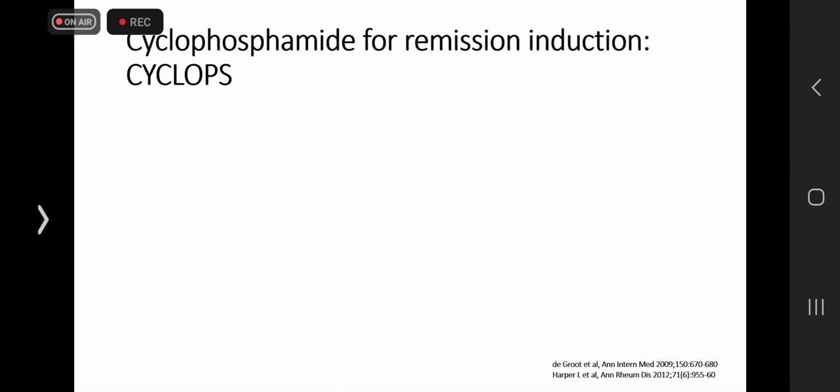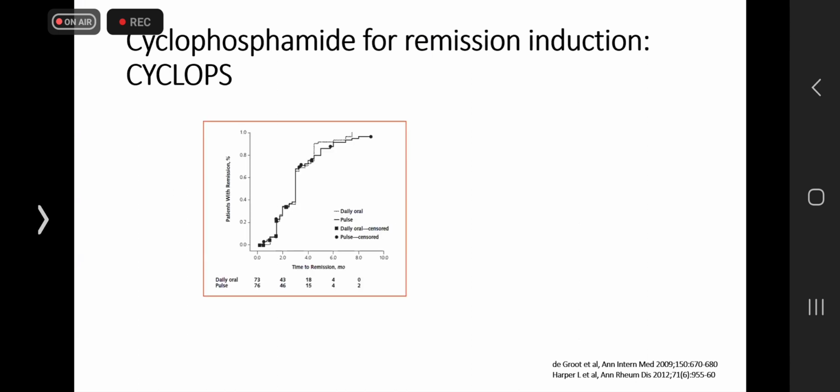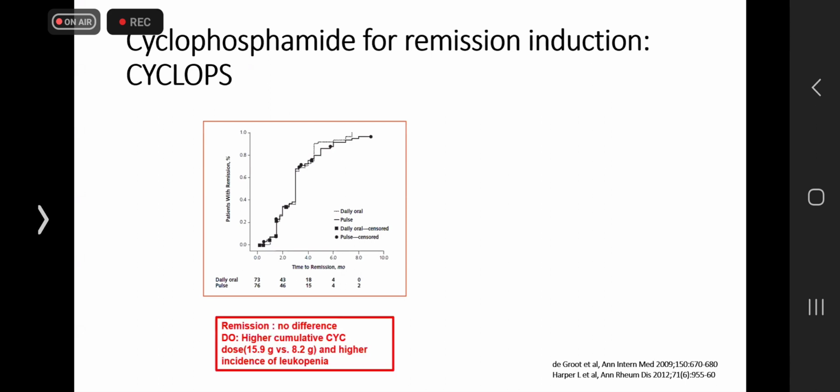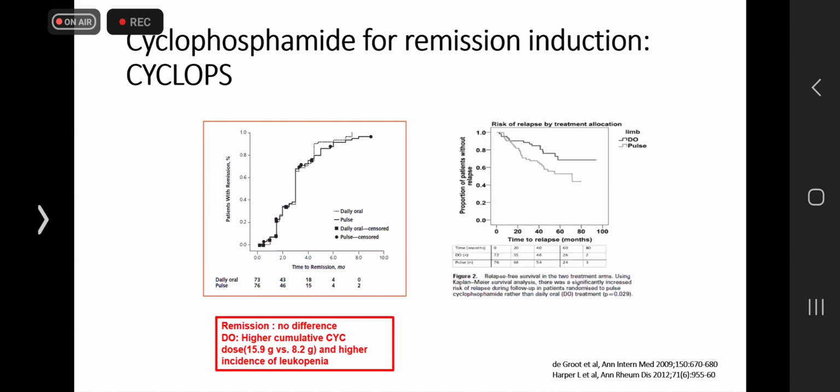Now, the trial that formed the basis for recommending cyclophosphamide for remission induction, the CYCLOPS trial, a European-based trial, which randomized patients who have a new diagnosis of ANCA-associated GN to receiving either pulse IV cyclophosphamide or oral cyclophosphamide, and the primary outcome was remission at 9 months. Again, what you see is no difference in remission between IV and oral cyclophosphamide. However, the cumulative dose of cyclophosphamide was double in the oral arm, 16 grams compared to 8 grams in the IV arm, and therefore a higher incidence of leukopenia in the oral cyclophosphamide arm. And if you look at the long-term outcomes, the relapse risk was significantly lower in the oral cyclophosphamide group.